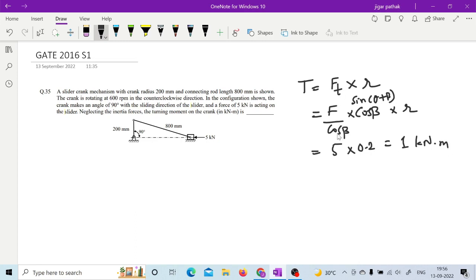Ft is F upon cos beta sin theta plus beta. Here theta is 90, so sin theta plus beta will be cos beta. So cos beta will directly cancel out. So it is a very easy question. All of you have got this? Yes, sir.